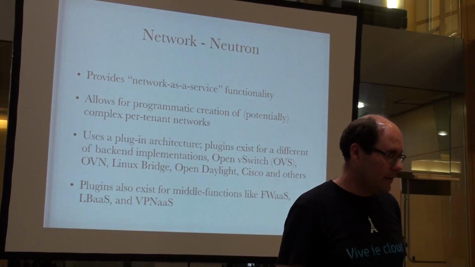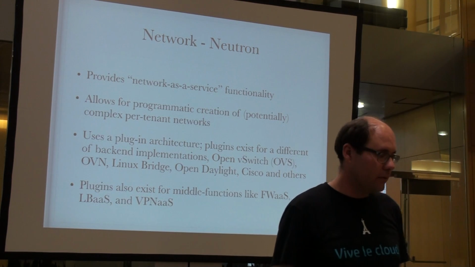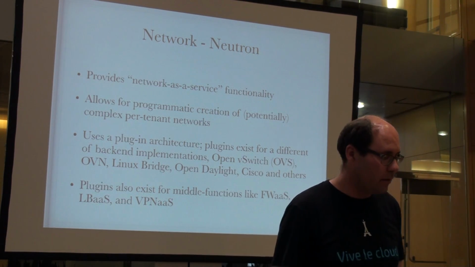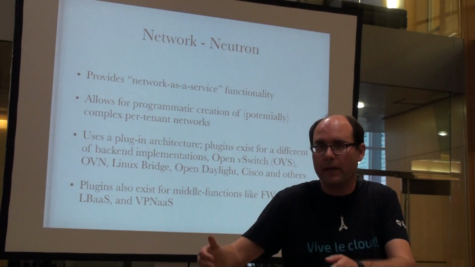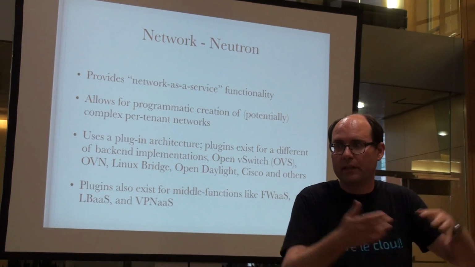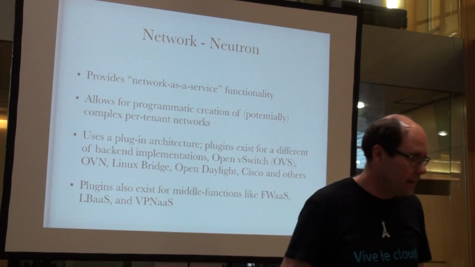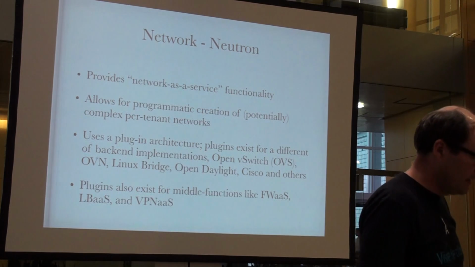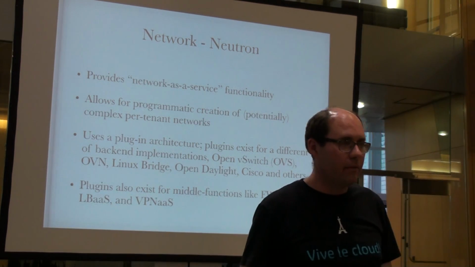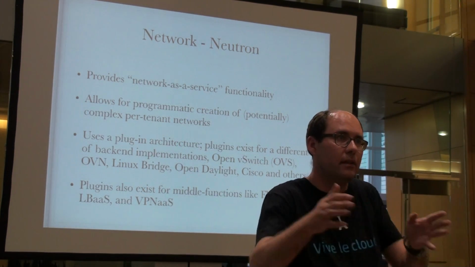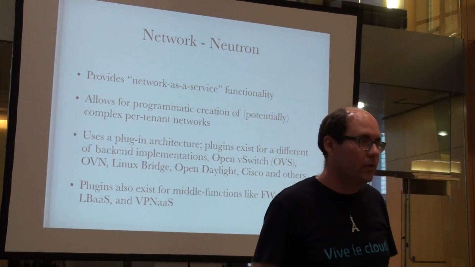And under Neutron, they also have plugins for middle functions like firewall as a service. You can buy a firewall from a vendor. It looks the same in OpenStack, it doesn't matter which vendor. Same for LBaaS, load balancer as a service, and virtual private network as a service. So everything you might need is put in as a service.